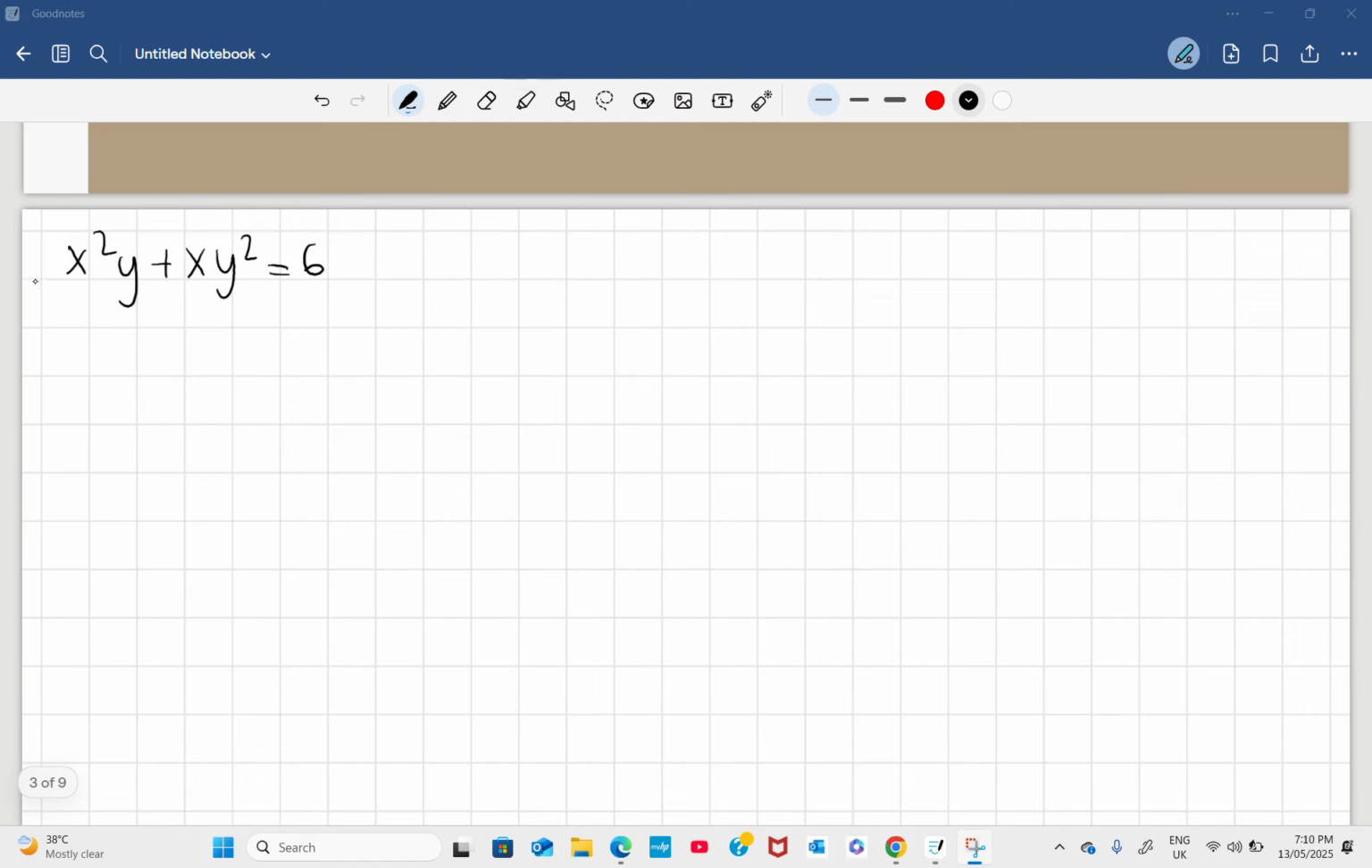Okay, so my second question is x squared y plus xy squared equals 6. Now here I have the product rule twice because it's x squared times y, and then x times y squared, so I'm gonna call this 1, this 2. So let's start with finding the first one, x squared y. I have my u to be x squared, my u prime is 2x, v is y, the derivative of y is y prime. So let us write it down.